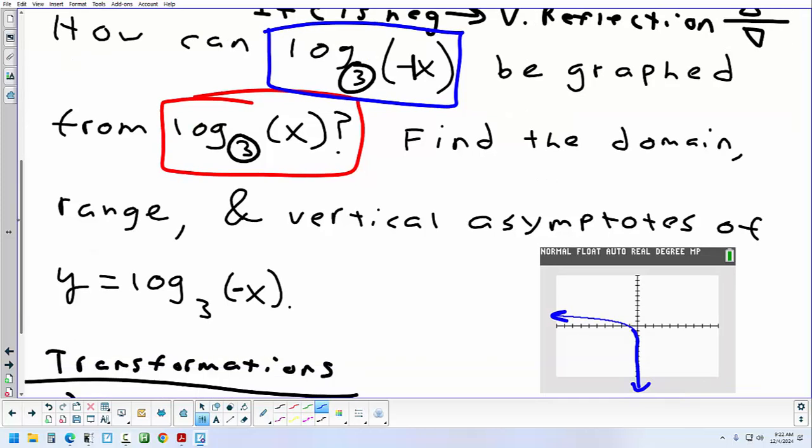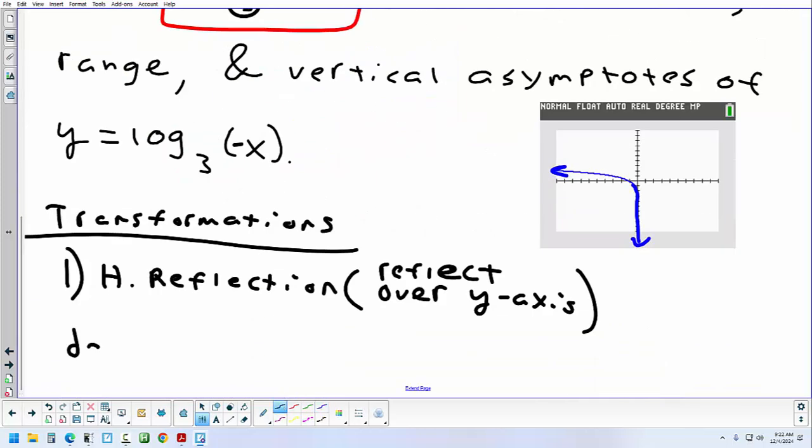Okay, so now let's find the domain. The domain here has changed from what it normally is. What's the farthest left that this graph is going to go? Negative infinity. And what's the farthest right? 0. It goes right up to, but does it include 0? No. So the important thing there is when you do a transformation, you can affect the domain.